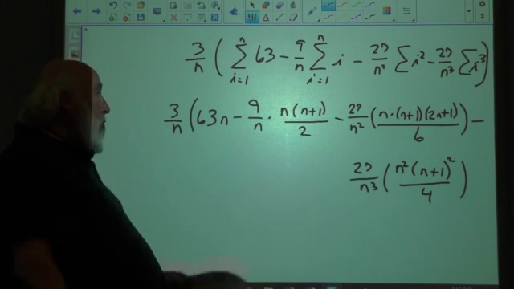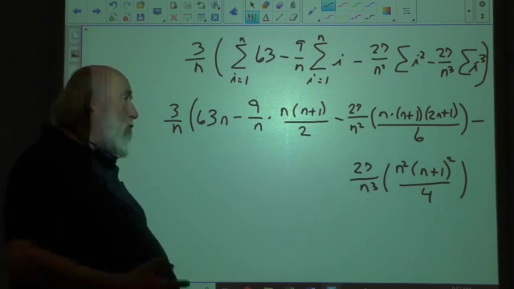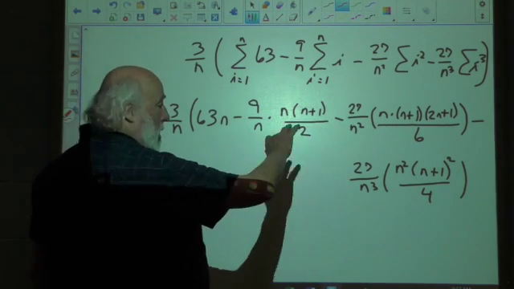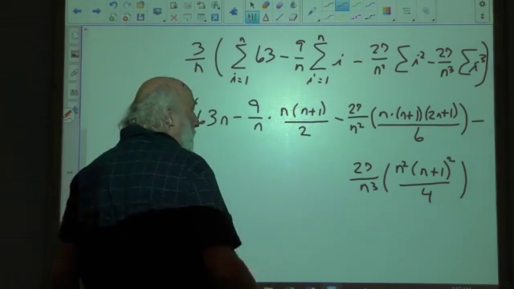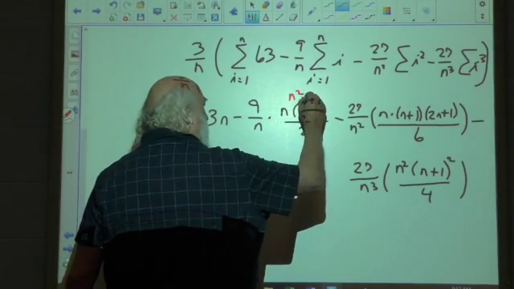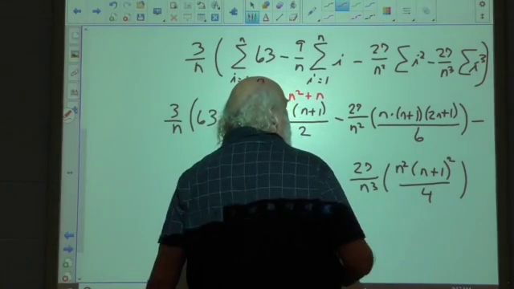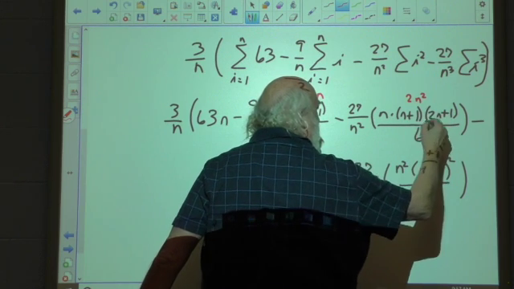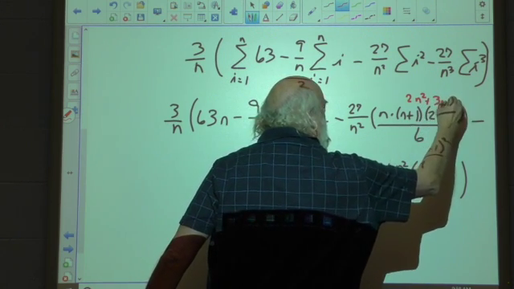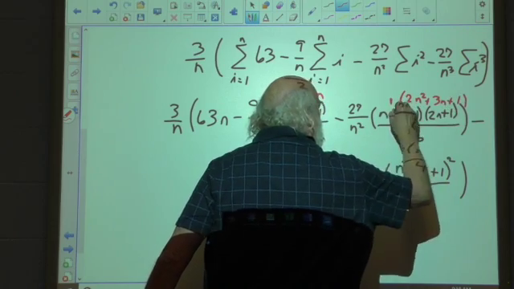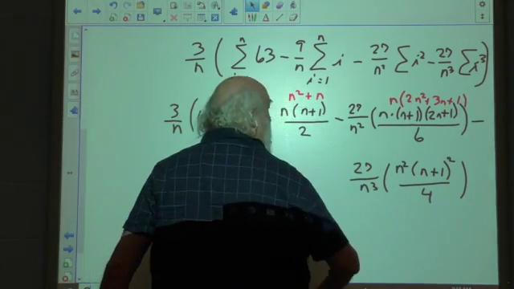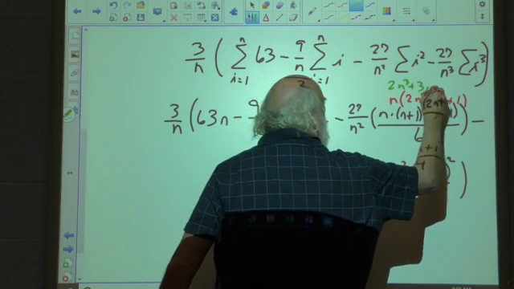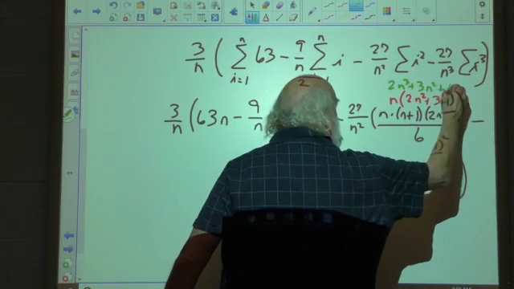Nothing new, except for maybe that Pascal's triangle thing. That might be new for a lot of you. So now let's just go ahead and expand these things. This is n squared plus n. This right here is 2n squared plus 3n plus 1 times n. And that's going to become 2n cubed plus 3n squared plus n.